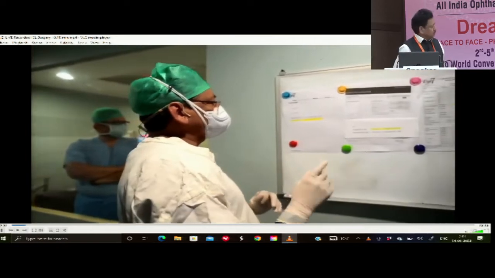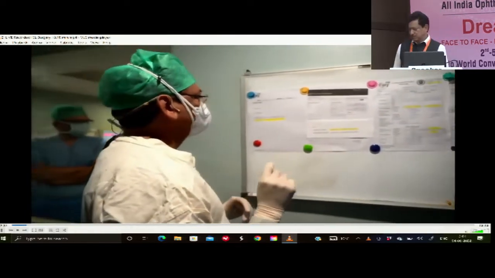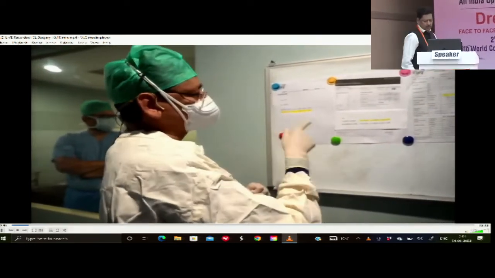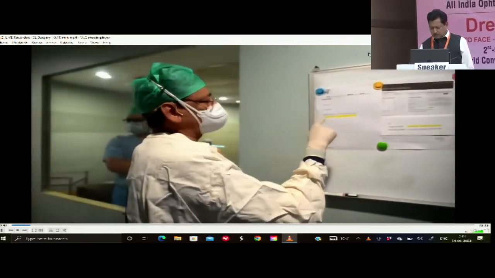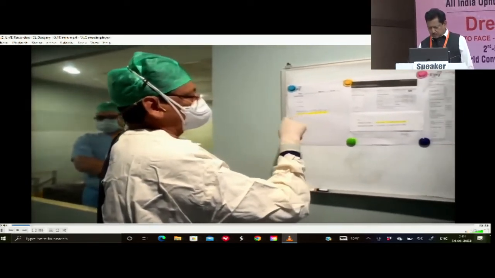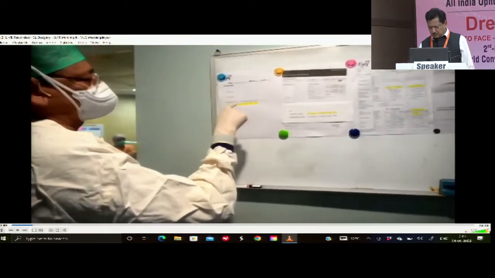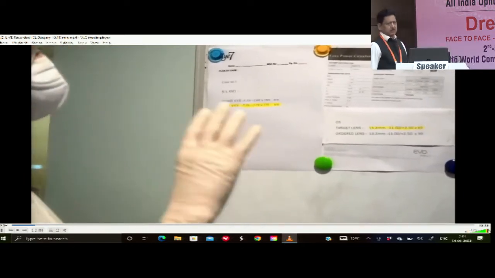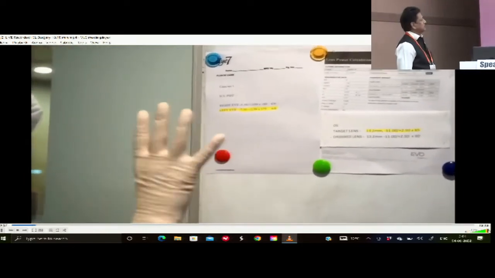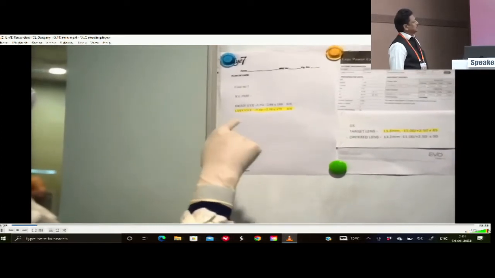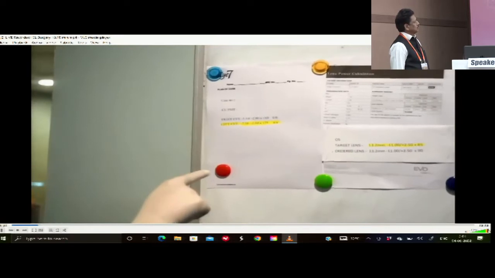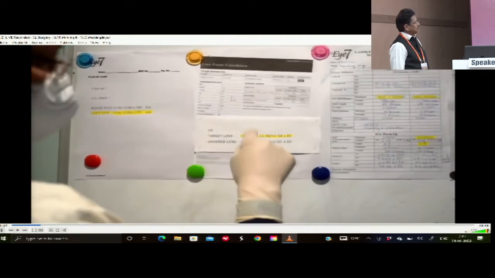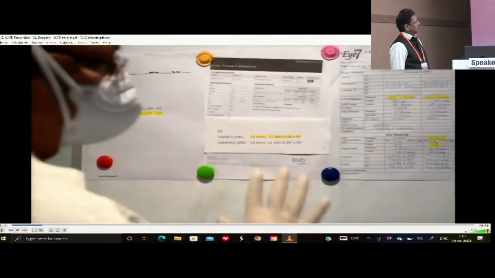First, when we plan the power of the ICL, you transpose this power. So minus 7.5 with minus 2.5 becomes minus 10, minus 7.5, minus 8.5, minus 9.5 and minus 10, and then add 1 to it, so it becomes minus 11. So the power should be approximately minus 11 with plus 2.5 at an axis of 85. Now come to this screen. So the power target is minus 11 plus 2.5 axis 85.